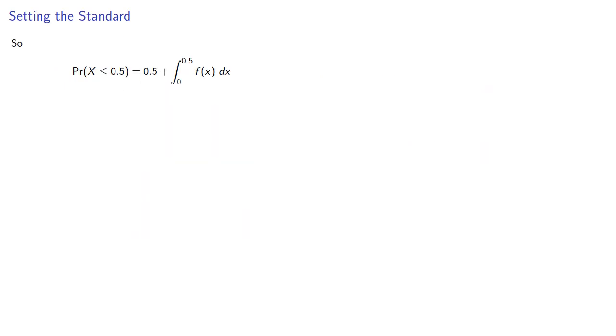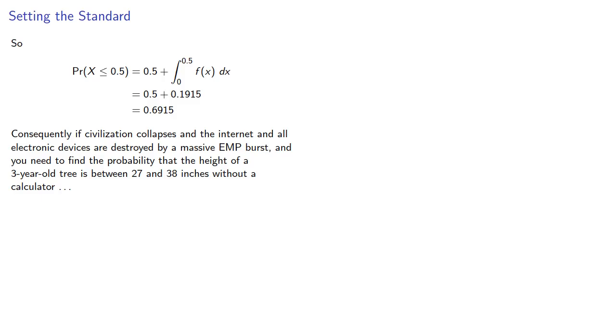We can substitute that back into our formula for the probability that x is less than or equal to 0.5, and there we have it. Consequently, if civilization collapses and the internet and all electronic devices are destroyed by a massive EMP burst, and you need to find the probability that the height of a 3-year-old tree is between 27 and 38 inches without a calculator, well, you could.